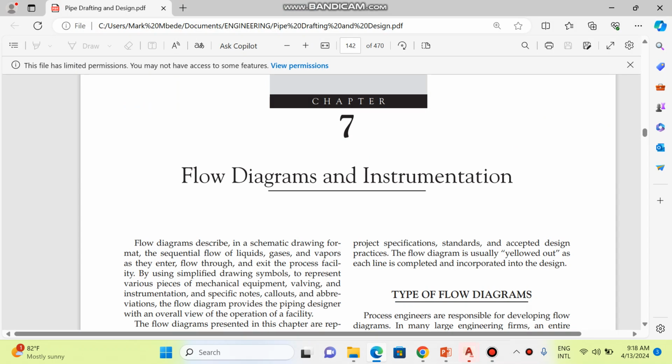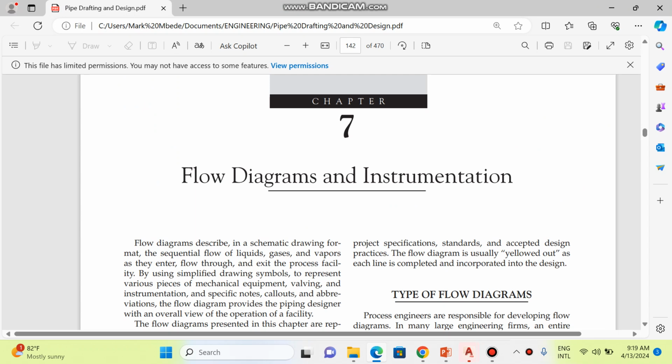So in today's class, we are going to be dealing with the flow diagram and instrumentation. Like I said, the flow diagram comes in various forms. You have various forms of flow diagram, and I will explain the various forms of flow diagram when it comes to building a facility, whether in a greenfield project or a brownfield project.